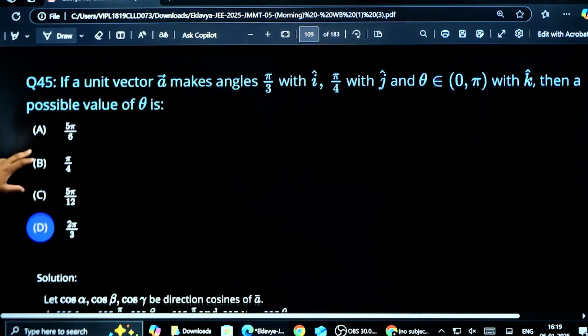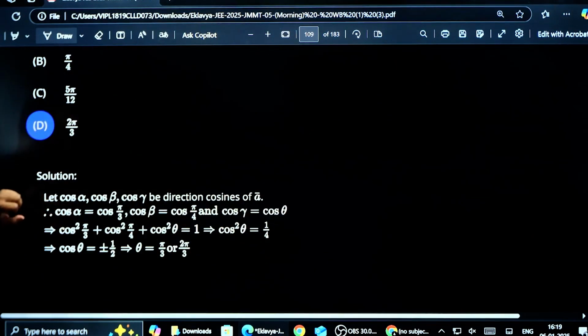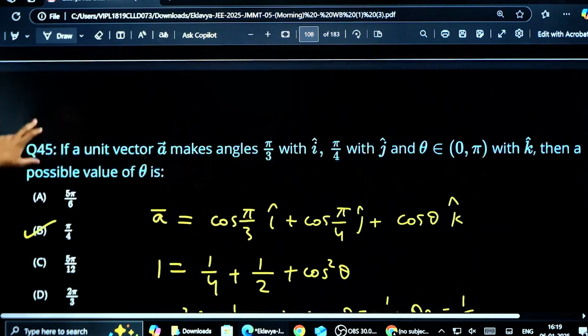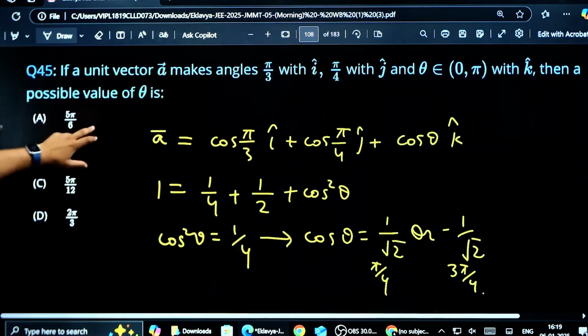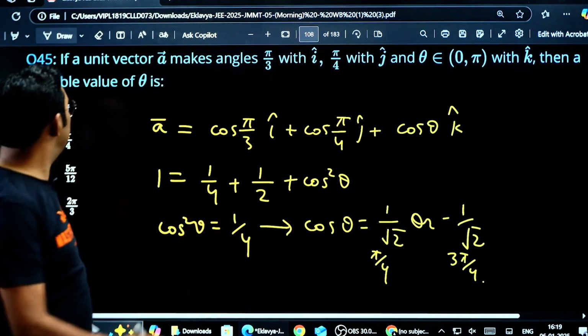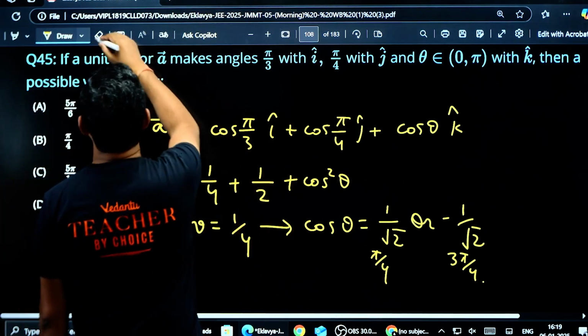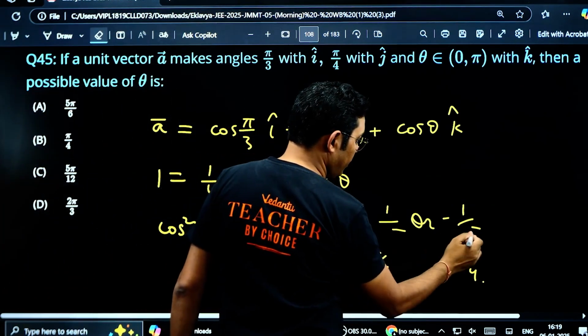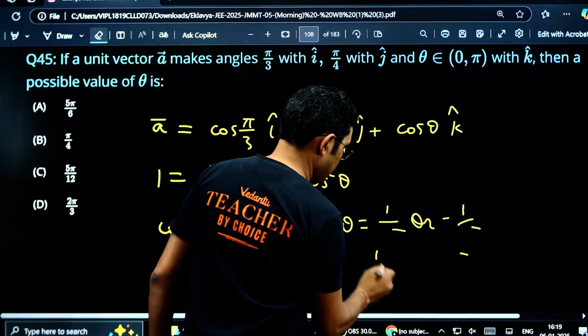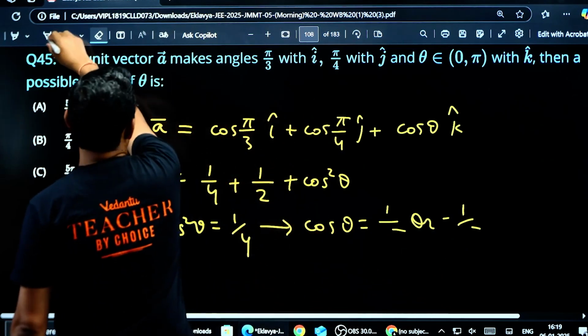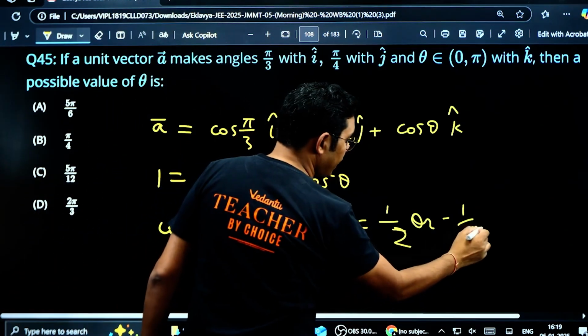Okay, I think the answer is wrong here, pi by 3, or maybe I have done something wrong. One minute. Oh, that was the mistake. It is 1 by 4, then it has to be 1 by 2 or minus 1 by 2 only, na? Yeah. This will be 1 by 2 or minus 1 by 2.